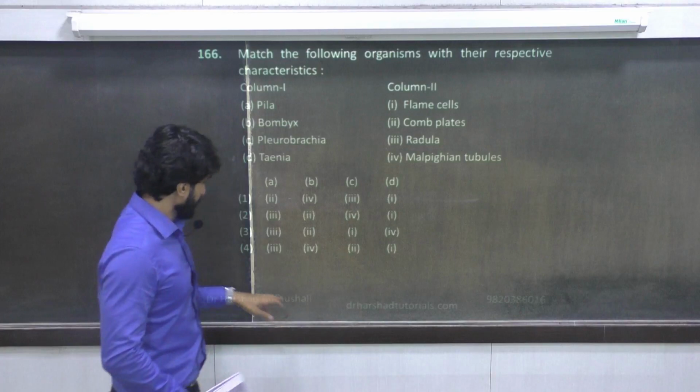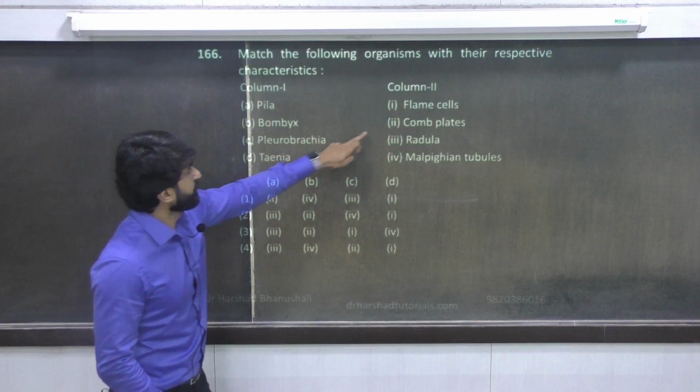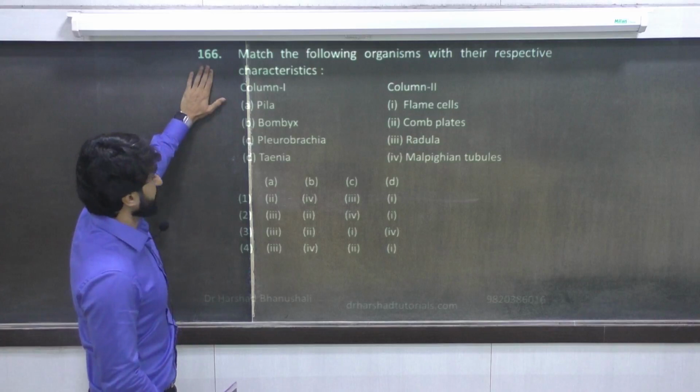It's option number 4. A3, B4, C2, and D1. So option number 4. For question number 166, the answer would be option number 4.